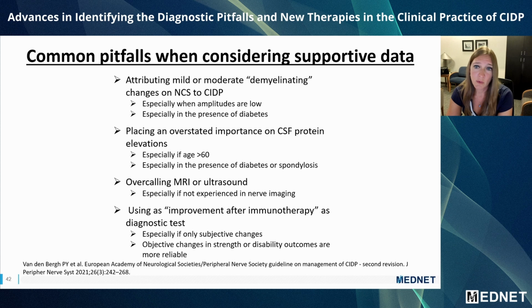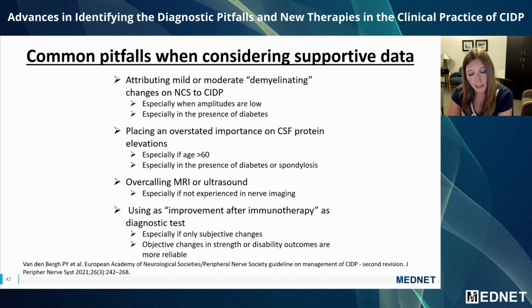Another pitfall is placing overstated importance on CSF protein elevations, or using that in isolation for the diagnosis, especially if a patient is over 60, or has diabetes or lumbospinal disease. The levels need to be a little more generous than 45 milligrams per deciliter. Oftentimes, thinking of over 100 milligrams per deciliter would be more definitive if someone has all these conditions and is in that age range, to be considered more supportive, although there is no clear definitive cutoff at this point.